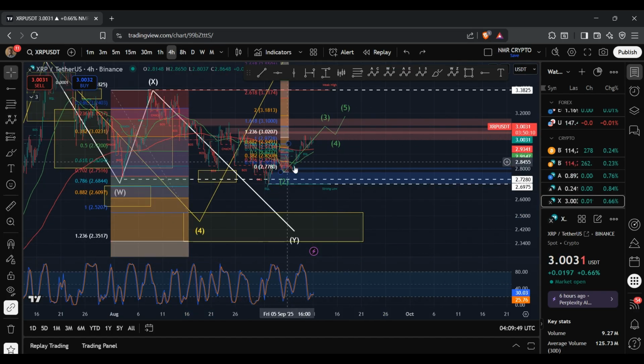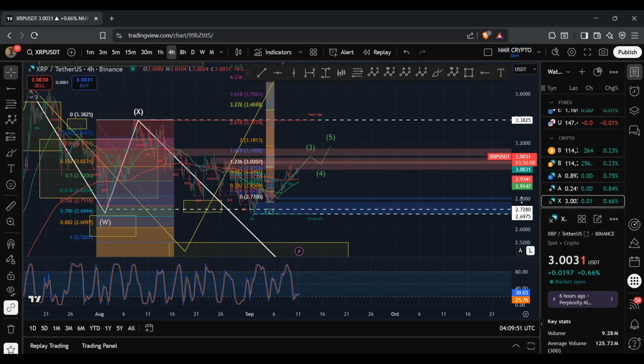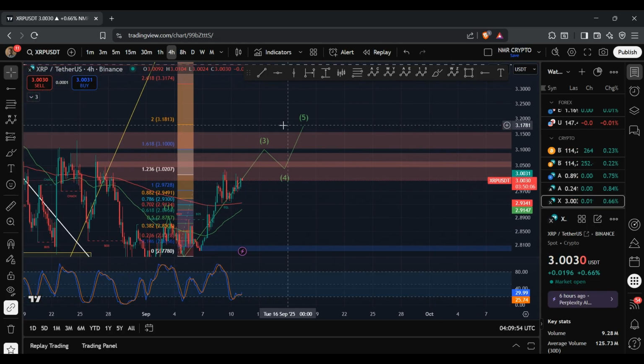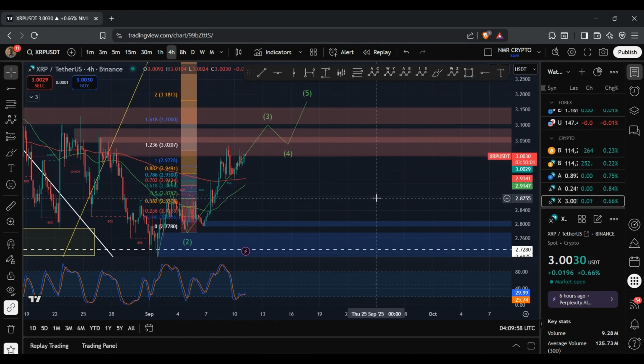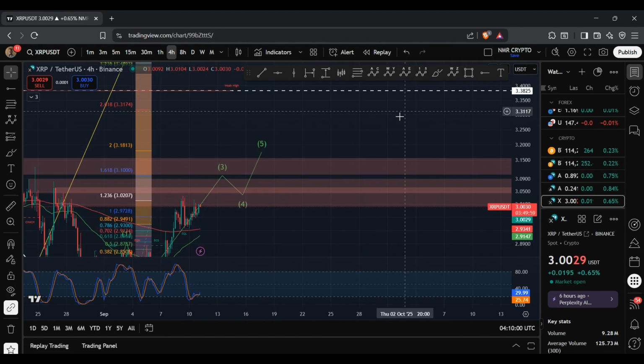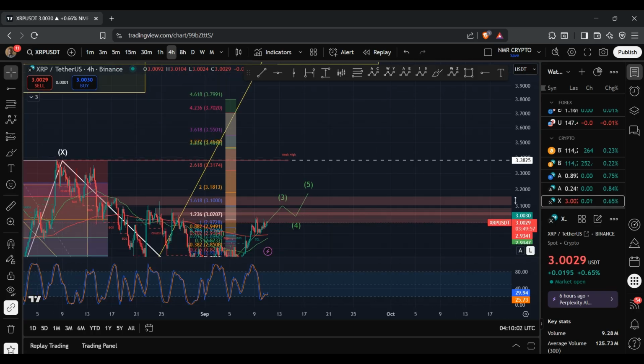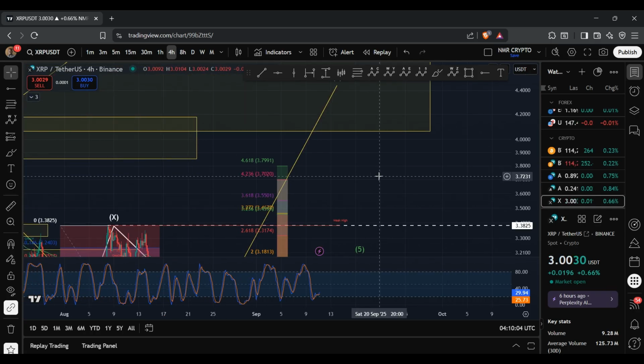But for now, I'm looking for this 5-wave structure to form, and it's very much possible that we then get rejected within this sell order block that's shaded in red. We could then see a pullback, followed by another push to the upside, where we could see that continuation, where XRP could then tap into this range.